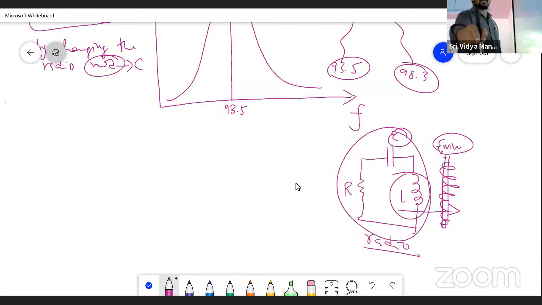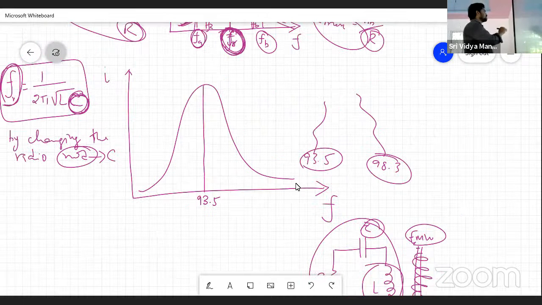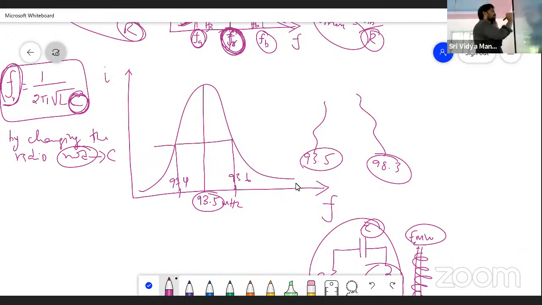This is the resonance condition of the RLC circuit. When the C value changes, the frequency also changes and reaches the resonance condition at 93.5 MHz, when we receive Suryan FM. For example, this is 93.4 and this is 93.6. Here the current is minimum, so no signal is received under this condition, because the impedance is maximum.